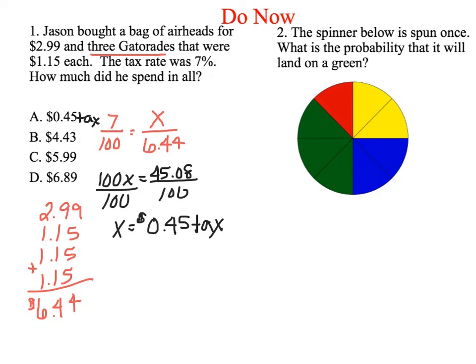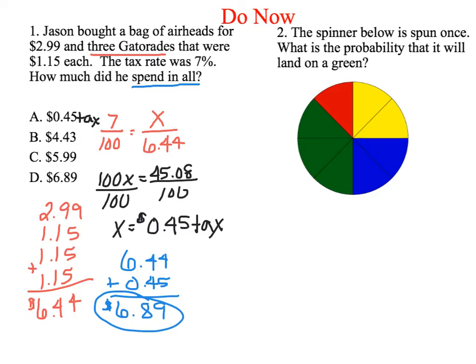But it's asking how much he spent in all. So that means I need to take his subtotal, what he paid before tax, add the tax to it. So he spent $6.89 total for the bag of Airheads, 3 Gatorades, plus tax. Be sure again, as always, that you are checking and correcting your work to fix any mistakes.